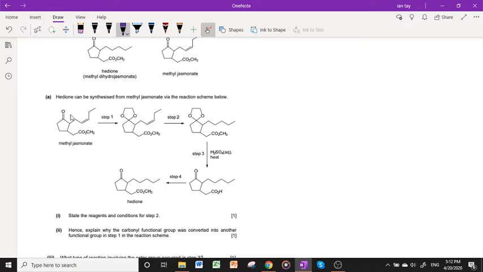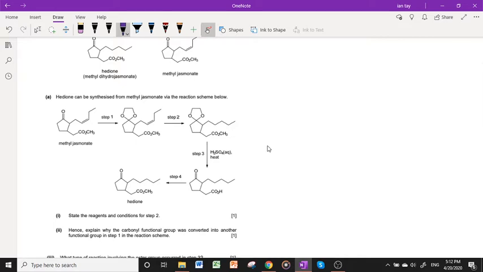Okay, the first step, replacing this carbonyl with this functional group over here. And then the next step would be hydrogenation, right? Reduction via reducing the CC double bond. Then after the acid hydrolysis, and then lastly esterification. Okay, so first state the reagents and conditions for step 2.